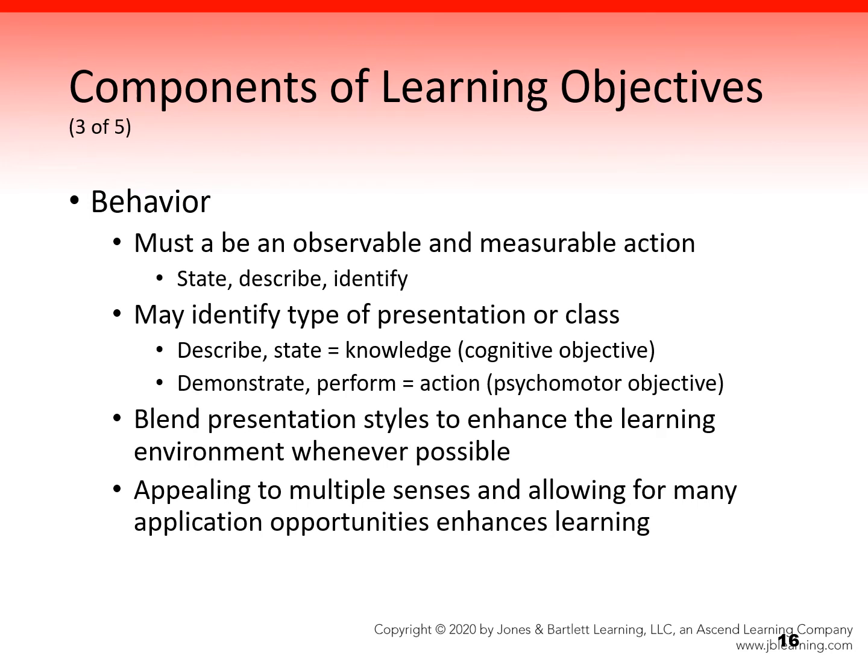B is behavior, and this must be an observable and measurable action where you state, describe, and identify. This is material you're going to present. You may identify a type of presentation or class where you describe or state, which equals knowledge, which is a cognitive objective, and demonstrate and perform, which is an action, and that's a psychomotor objective. Blend your presentation styles to enhance the learning environment whenever possible. Appealing to multiple senses and allowing for many application opportunities enhances learning.